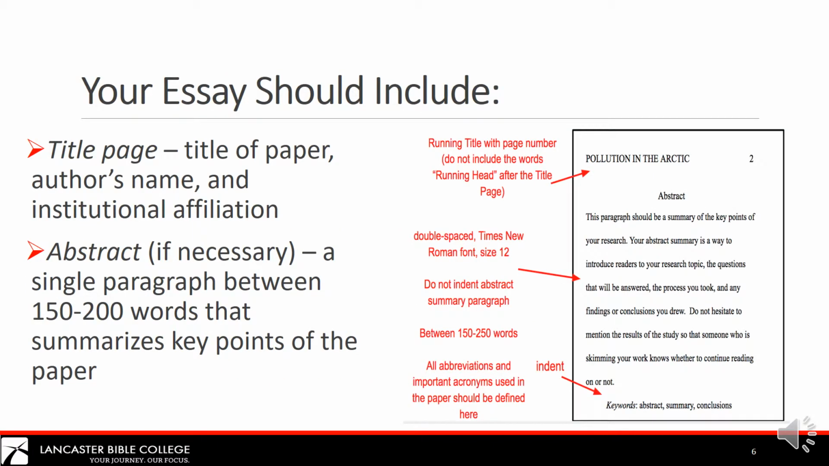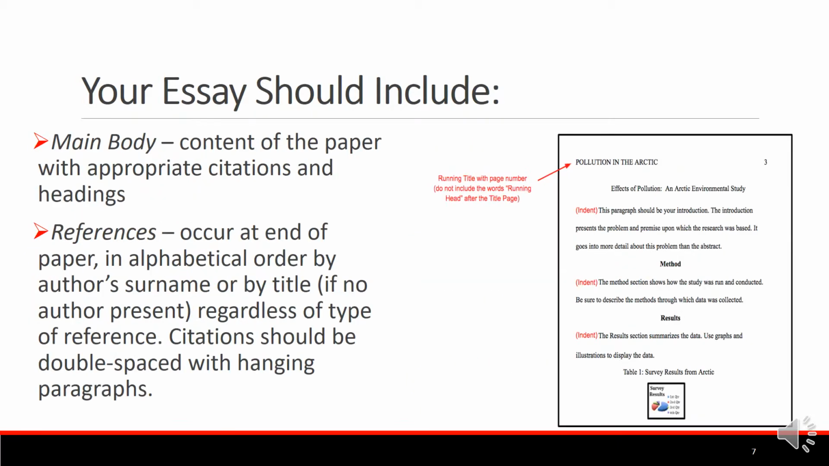Your research paper or essay will generally include these main components: the title page, abstract, main body, and references. The title page should have the title of your paper, your name as the author, and institutional affiliation such as Lancaster Bible College. The abstract is a brief paragraph between 150 to 200 words that summarizes key points of your paper. The main body, which is the bulk of your paper, is the actual content of your writing with appropriate citations and headings. Lastly, the reference page, which is placed at the end of your paper, is your bibliography content, informing your readers where you found your information.